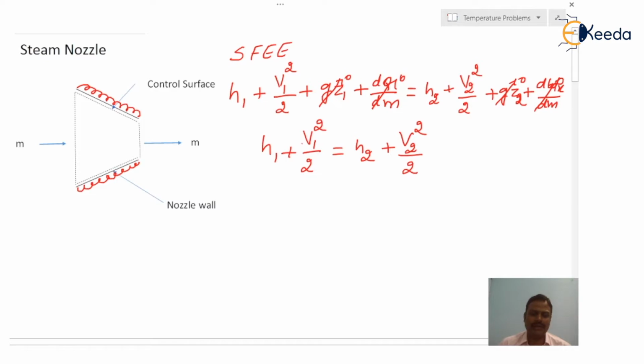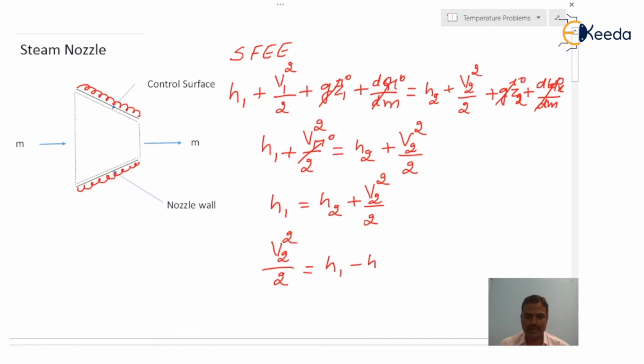Now the velocity at inlet V1 is very less compared to velocity at exit V2, so this term V1²/2 can be neglected. So the equation reduces to h1 = h2 + V2²/2. Then this can be written as V2²/2 = h1 - h2, when h2 is brought to left hand side, this becomes h1 - h2.